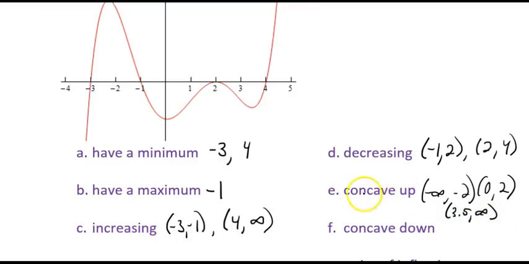So again, where the original is concave up, the derivative is increasing. So I just list all of the increasing sections. And where the original is concave down, the derivative is decreasing. So I'm listing the decreasing sections, so from -2 to 0, from 2 to 3.5.